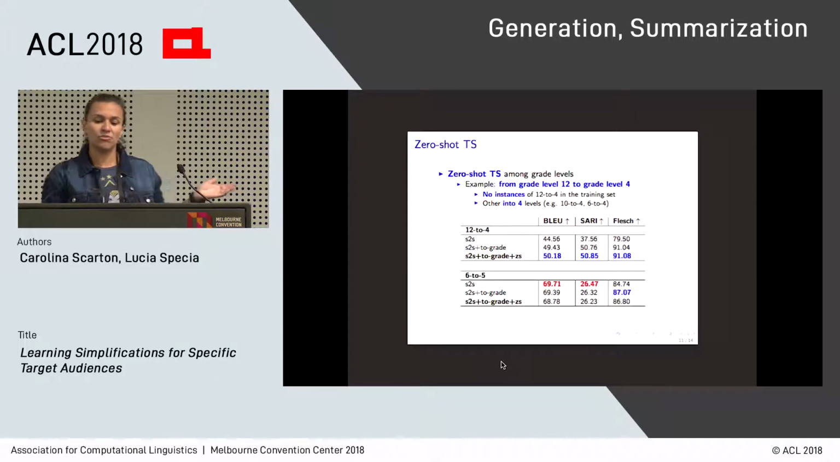However, if you test with grade levels that are actually quite close, so 6 to 5, the results are not that impressive, which is expected, because from grade level 6 to grade level 5, the differences are not that big in terms of simplification.